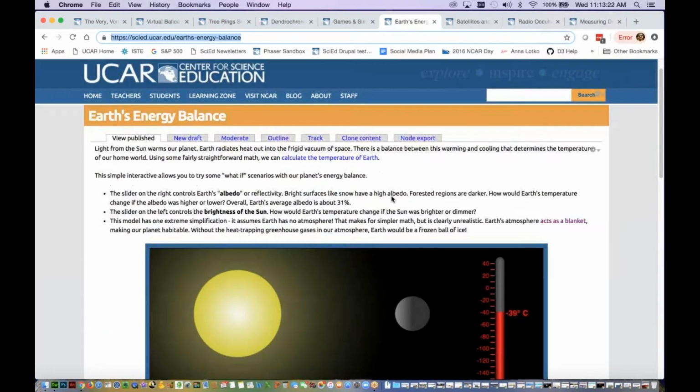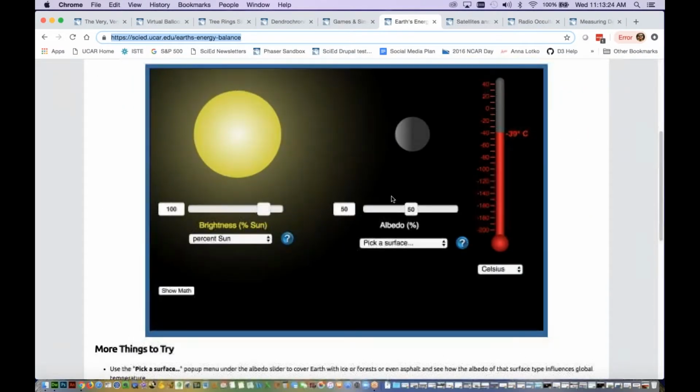I'll throw you one last piece. This is about Earth's energy balance, the fact that you can make a real rough calculation of the temperature of a planet based on its distance from the star, or how bright the star is, and the albedo or shininess of the planet.